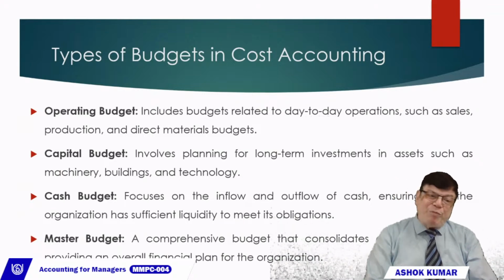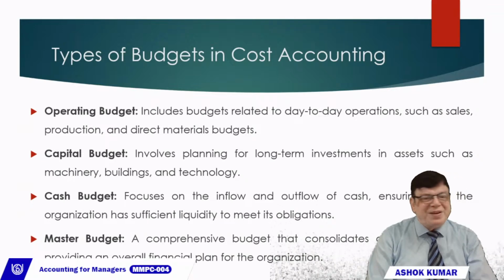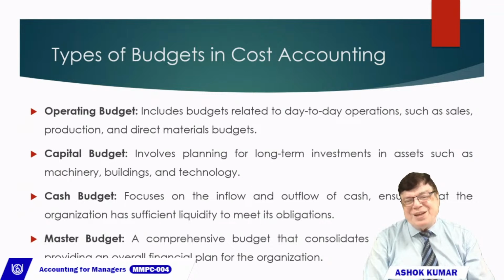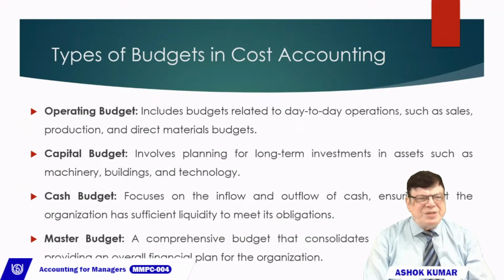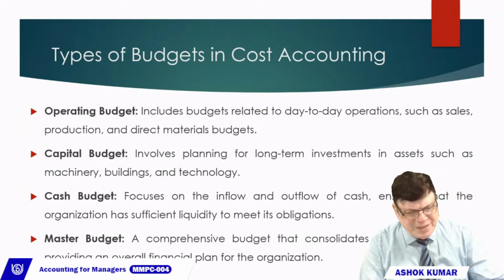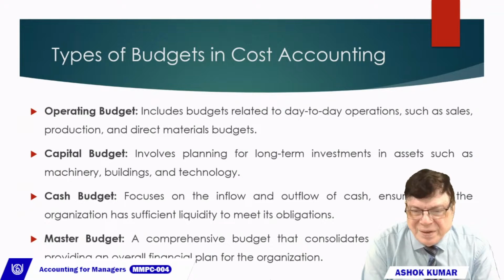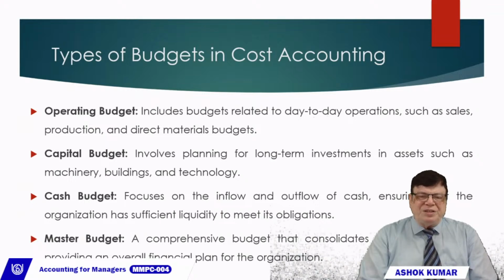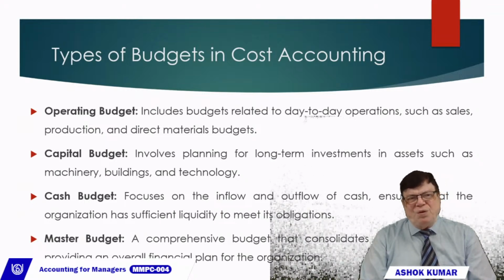At any point of time, the organization should have cash. Suppose it has to make a payment immediately, already committed, and there is no cash, then how will it manage? So the company has to maintain sufficient liquidity all the time. Next is the master budget, a comprehensive budget that consolidates all other budgets, providing an overall financial plan for the organization.